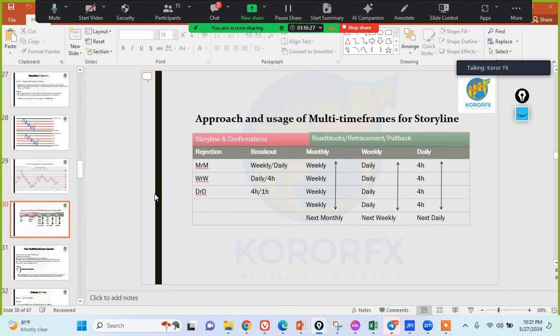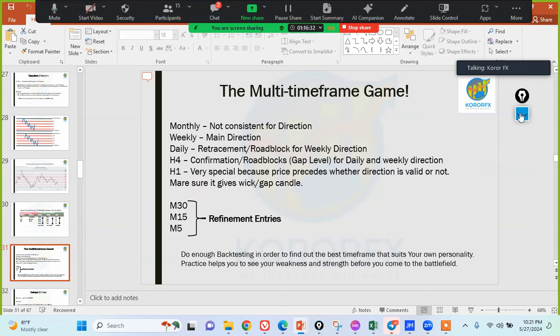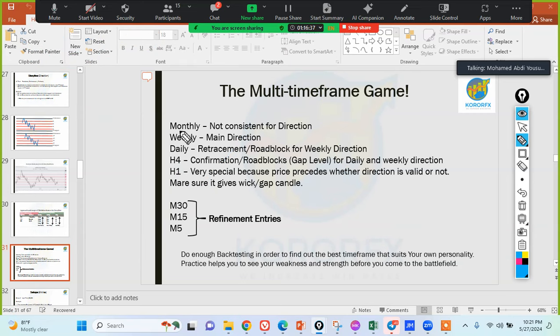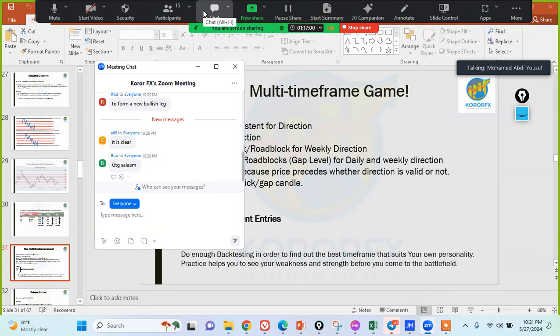This is the information you were telling me. I also do not follow the monthly. I ignore it, because monthly is not consistent for direction. We use the main direction, which is the weekly, and also the daily, which will give us the retracement roadblock for direction. This is what we follow. And for our entry refinement, this is what I always use. Hope that makes sense.